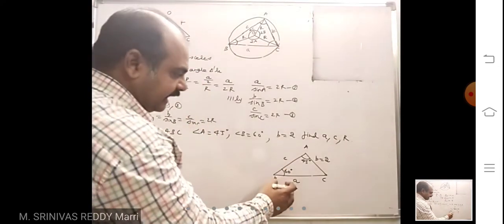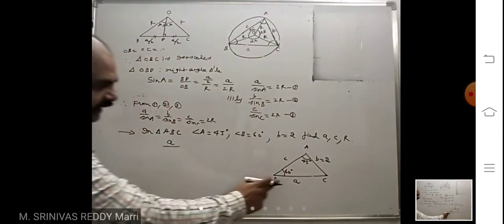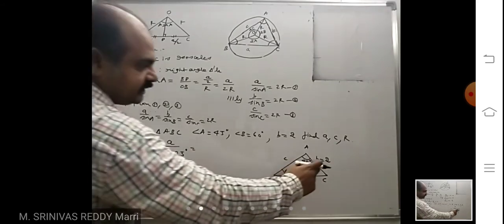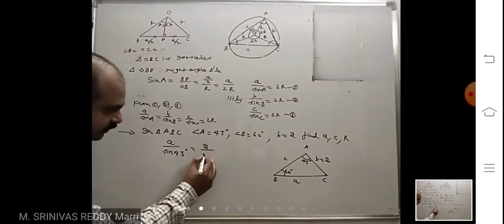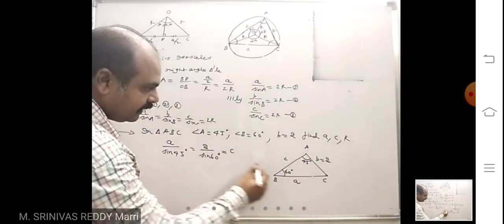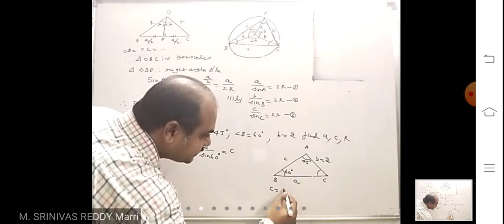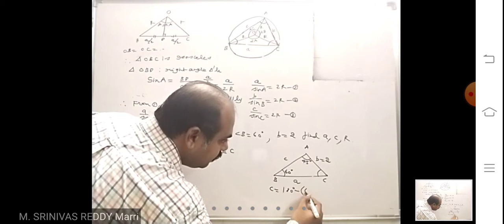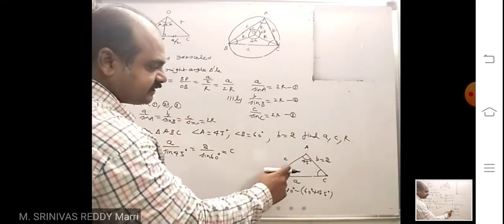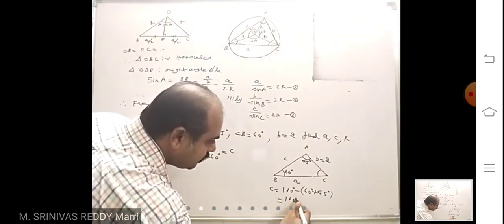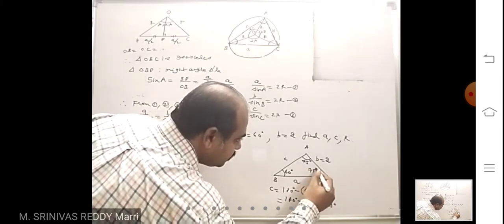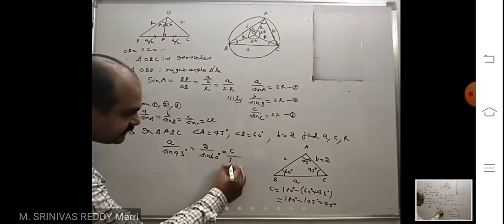Now if you apply the sine rule, a divided by the opposite angle 45 degrees. The length b you know, so b divided by sine 60 degrees, that is 2 divided by sine 60 degrees. Angle C is nothing but 180 minus the sum of 60 degrees and 45 degrees. The sum of all three angles is 180, so 180 minus 105 degrees, which is 75 degrees. So c divided by sine 75 degrees.